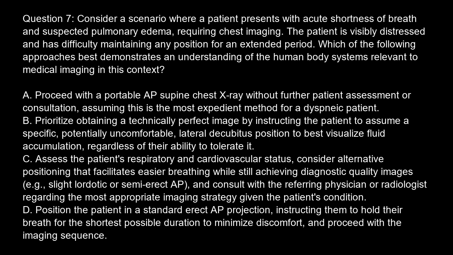The patient is visibly distressed and has difficulty maintaining any position for an extended period. Which of the following approaches best demonstrates an understanding of the human body systems relevant to medical imaging in this context? Option A. Proceed with a portable AP supine chest X-ray without further patient assessment or consultation, assuming this is the most expedient method for a dyspneic patient.